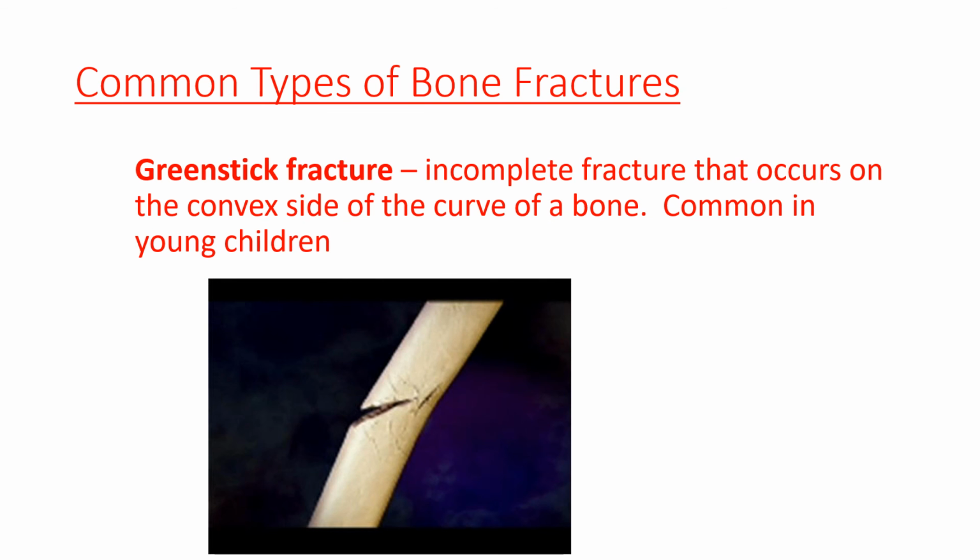A green stick fracture is a fracture common in young children. In a green stick fracture, the bone is a young bone with lots of collagen fibers that bend the bone instead of breaking it. When the bone finally breaks, it breaks only on one side, creating a convex side of the curve of the bone. This is a common fracture of young children because young children have soft bones.